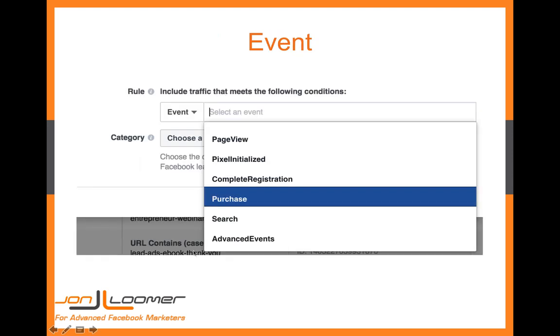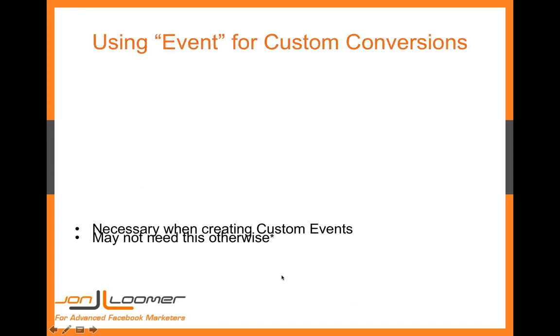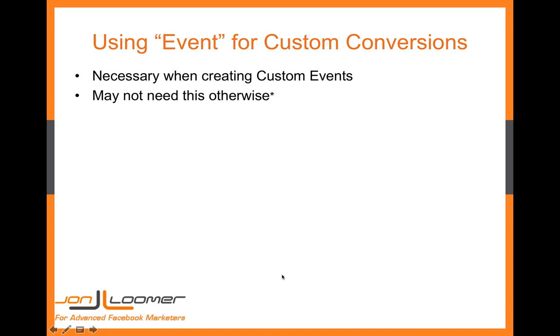And then you do have event. So when you select an event, you could do page view or purchase, but you already have an event for purchase. So it doesn't really make sense to also create a custom conversion. I mean, unless someone can think of something that I'm not thinking of. The primary reason you have this is if you create a custom event that you will also need to create a custom conversion for it. Okay, and we'll get to custom events later, but I think that's going to be a pretty rare case. So using event for custom conversions, again, it's necessary when creating custom events, and you may not need that otherwise.